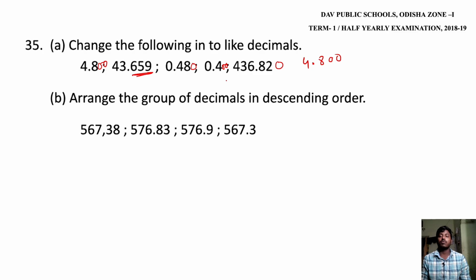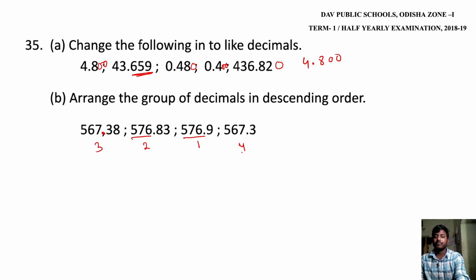Now converted. Okay. Arrange the following decimals in descending order. Descending means first we write the biggest. So the biggest is 576, 67, 76. Which one is greatest? Here first we write this number, here is the second, here is the third, and here is the fourth.